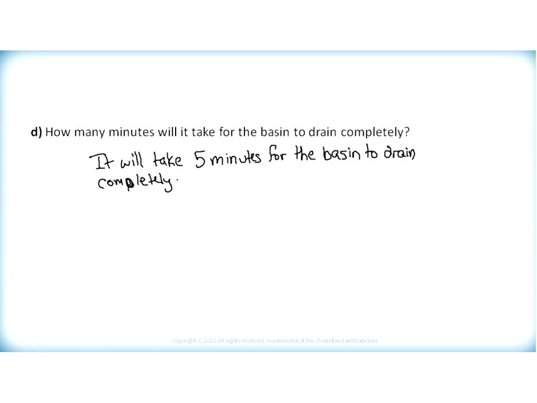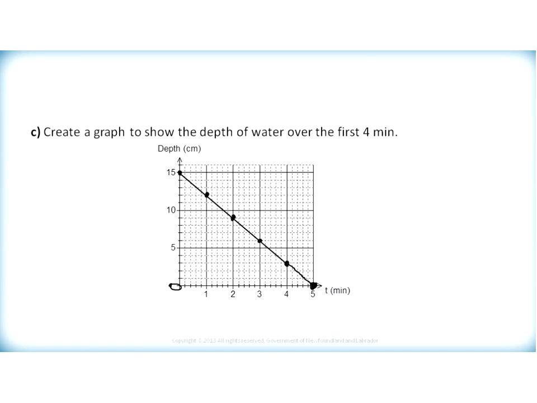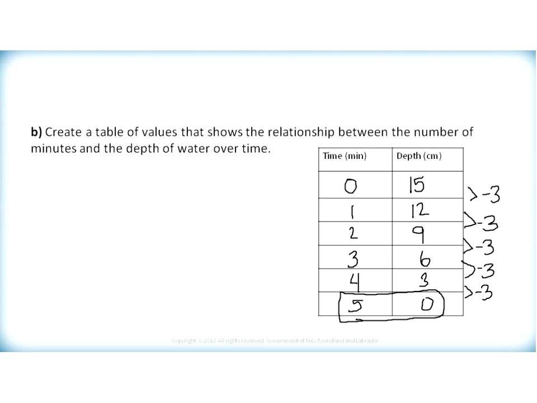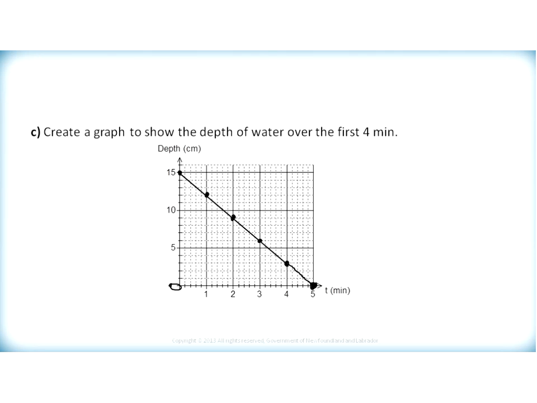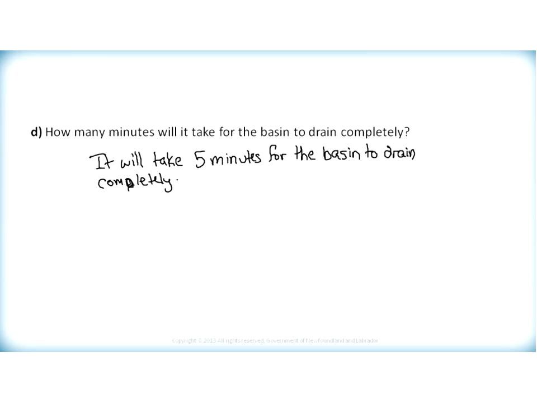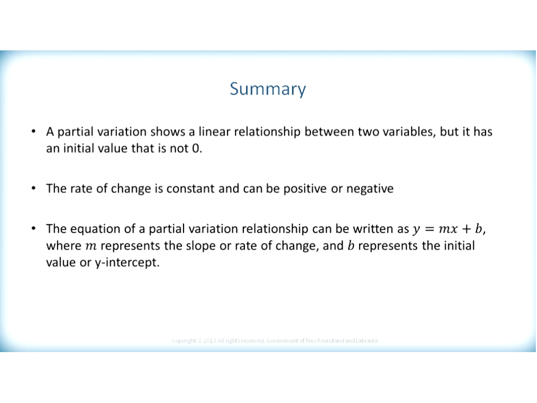Okay, so that's a question with regards to partial variations. And in this, we didn't come up with an equation, but we did set up a table, and we did graph it. So a partial variation shows a linear relationship between two variables, but it has an initial value that is not 0. In our basin question, our initial value was actually 15. The rate of change is constant, and it can be positive or negative.